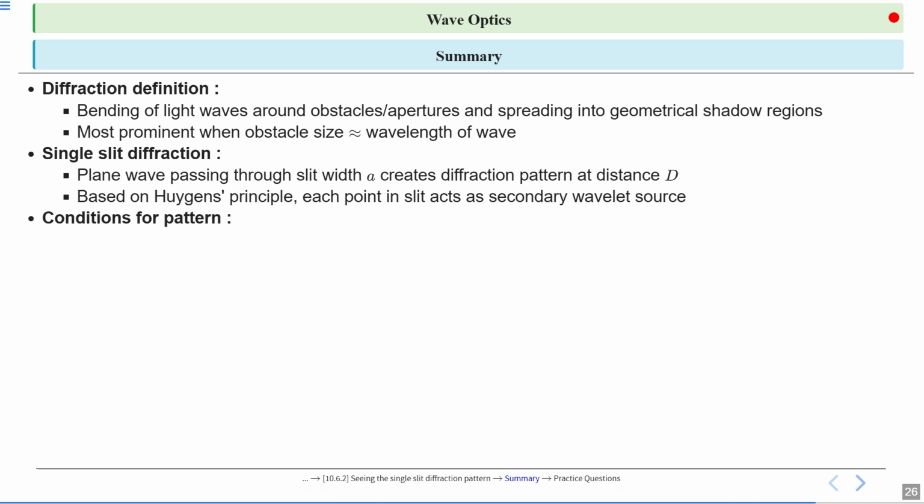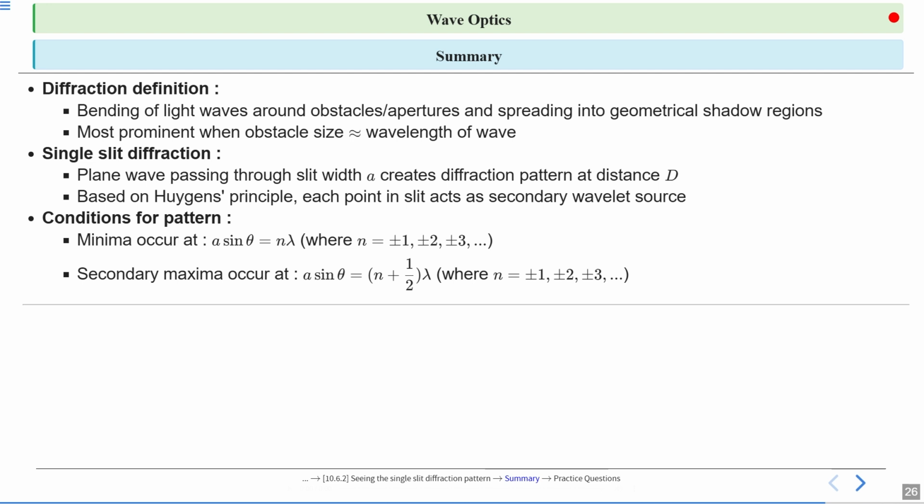Now let's see the conditions under which the diffraction pattern occurs. This condition helps us predict where the light and dark bands will appear in the pattern. Minima or dark bands occur at angles where a sin theta equals n multiplied by lambda, with n being any integer except 0. This equation tells us where the wave interference cancels out. n equal to 0 corresponds to the central bright maximum.